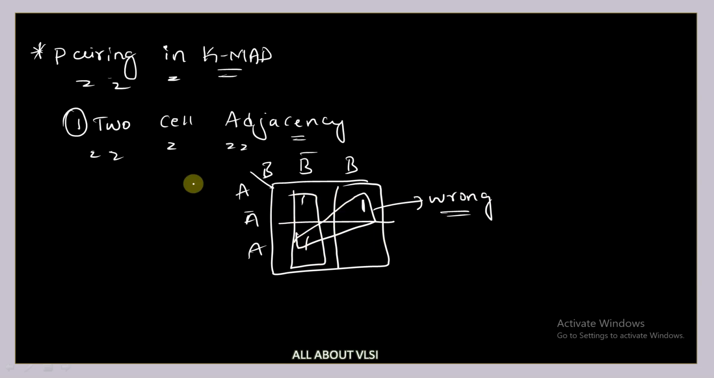Okay, so this is nothing but two cell adjacency. And how to write the equation for this? Suppose we want to write the equation for this group. Whatever terms are common in this group, we are going to write that particular minterm. What is the common term? A is not common, B is common, so the final answer will be simply B bar. This is how we are going to pair two cells.